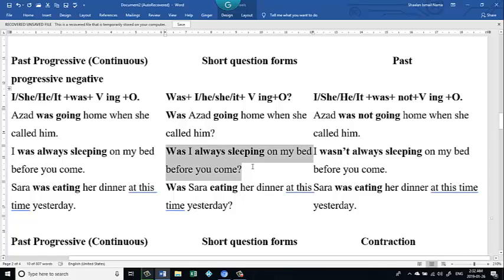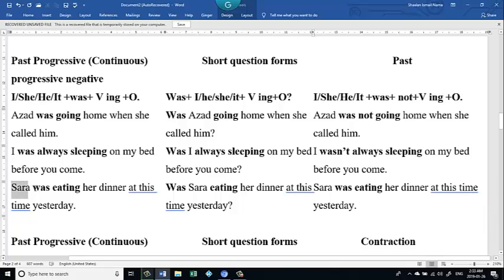Yes. If we answer yes, I was, or no, I was not. If we want to make it negative, we said it's easy. We just add not to the auxiliary verb. We said that there is contraction. If we have a contraction, you're going to say I wasn't. If we say here, we say was not. That's the pronunciation with the two. It's different, as we said. If contraction, we're going to say wasn't. If no contraction, was not. I wasn't always sleeping on my bed before you come.